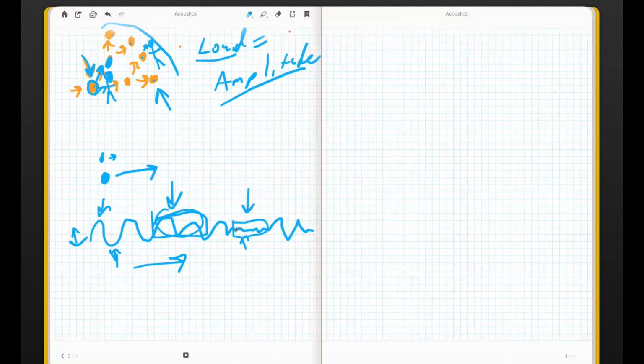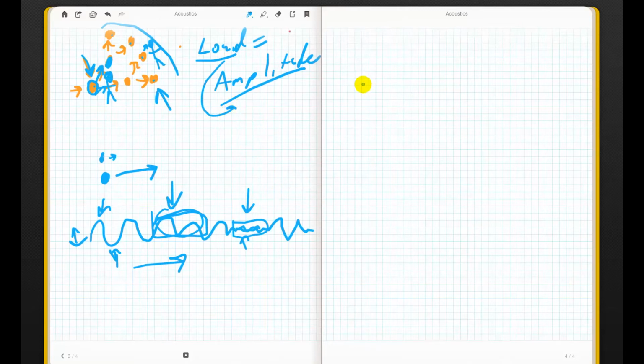Because this is, again, graphing how far each of those molecules is moving, and in the quiet section they're not moving very much, and that's very noticeable on screen. Okay, so that's what it means to be loud, or in other words, to have high or quiet amplitude.